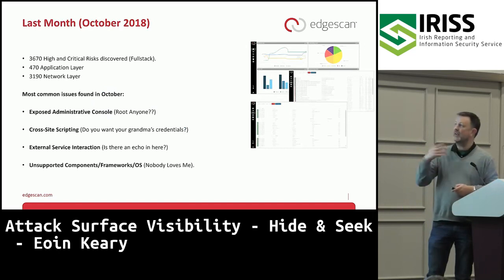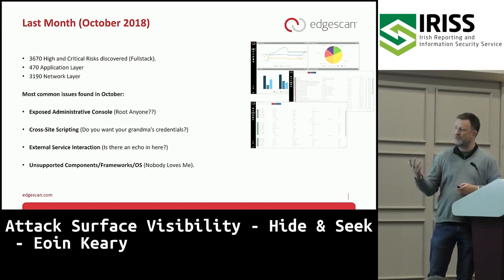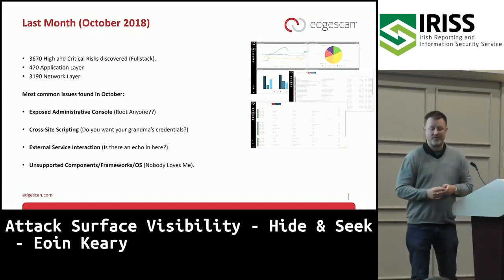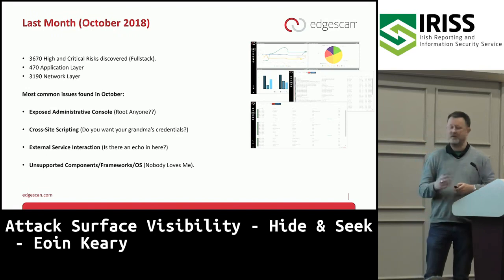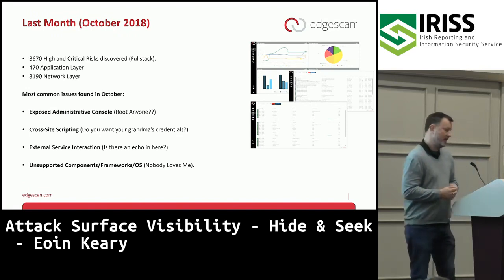Here is an example of last month's vulnerabilities. The point I'm trying to make is that some of these vulnerabilities are quite old. We all know about them. We've seen them before, and we're still finding tons and tons of this stuff all the time. These are some stats from October, and you can see things like cross-site scripting, external service interaction, and something that's pretty disappointing: unpatched, unsupported frameworks.